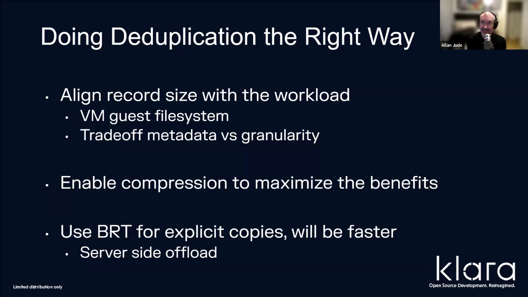And in particular, the iSCSI daemon and Samba all support what's called server-side offload. So if you're on a Windows client machine and you're copying a file from the server to another place on the server, it can use BRT in the background to make a copy of that file without having to copy any data. And so it will copy really, really fast.